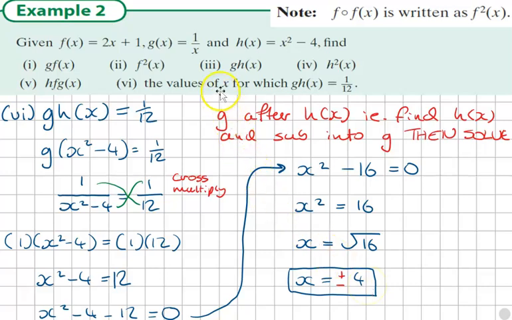So we found the values of x for which g after h of x is equal to 1 over 12. And just important to note, the reason we have two values is because the square root of 16 could be 4 or it could be minus 4. Because 4 times 4 gives us 16, but minus 4 times minus 4 also gives us 16. So that's why we have two different numbers here. So for example, if you had got the square root of 25 here, your answer would be plus or minus 5. If you'd got the square root of 36 here, your answer would be plus or minus 6.